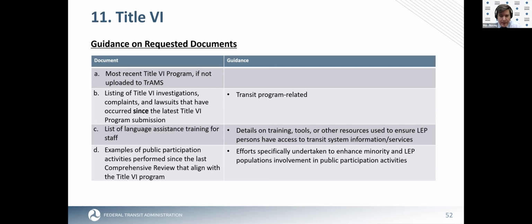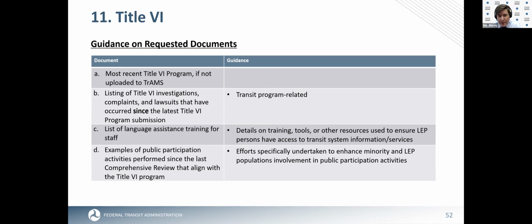Item C is a list of language assistance training for staff. And so this goes to your language assistance plan, which is part of your Title VI plan. Provide any details on trainings that you've provided, tools and other resources that you've used to ensure that limited English proficient persons, LEP persons, people who speak English less than very well, have access to transit system information services.